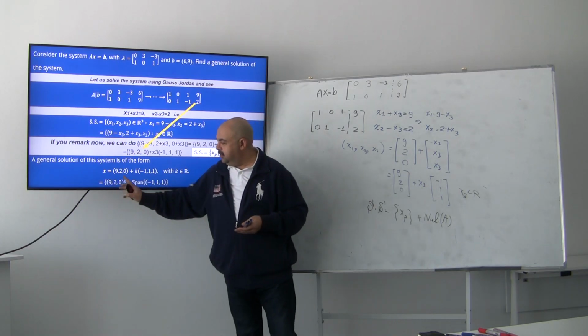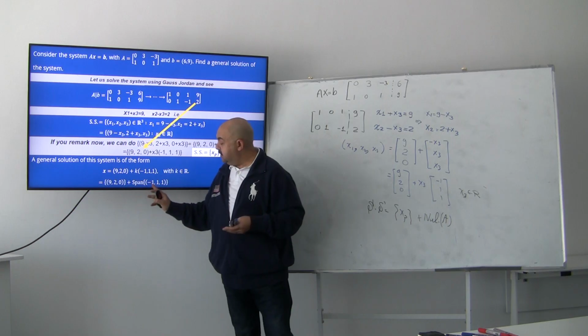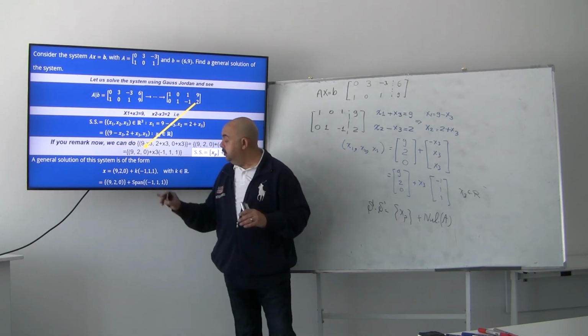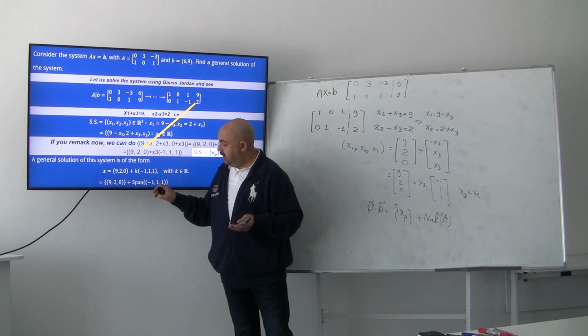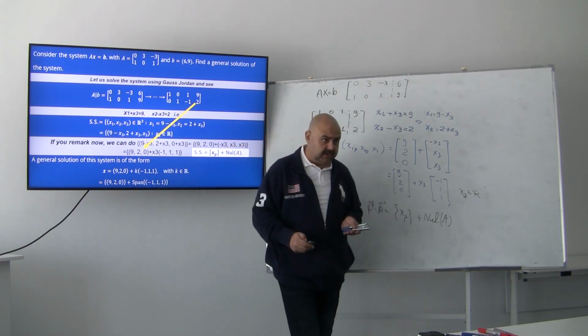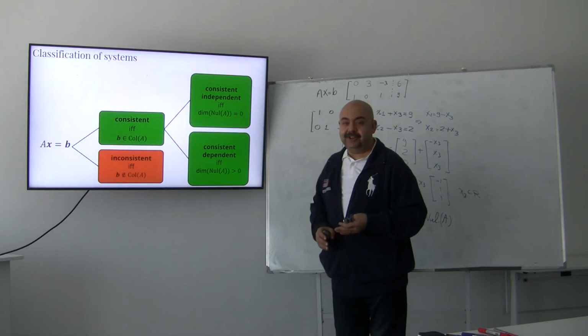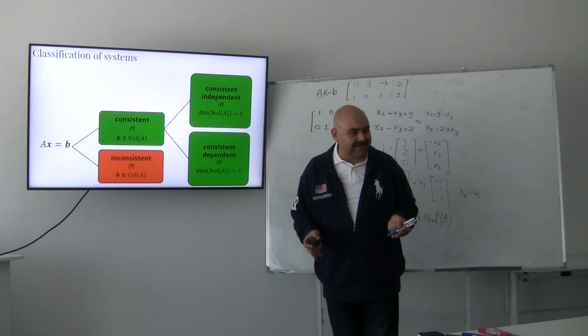This is just only the numbers, 9, 2, 0, and this part will depend on the value. All the vectors will be in this form. So simply multiplying by the scalar, you will have a solution for the system. Okay, we can write a classification for a system of equations like this.